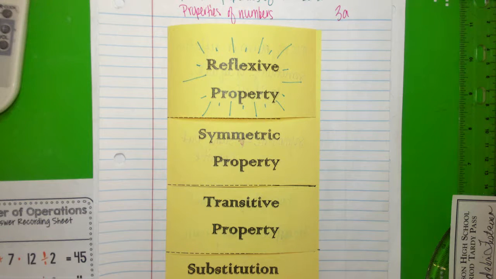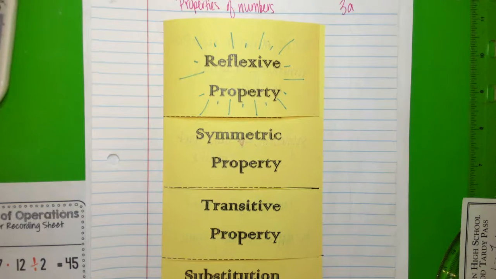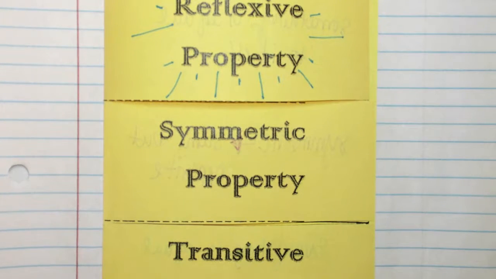is to finish all three, and then we have a handout, which should be fairly easy. All right, so we started with the reflexive property. What is the reflexive property?